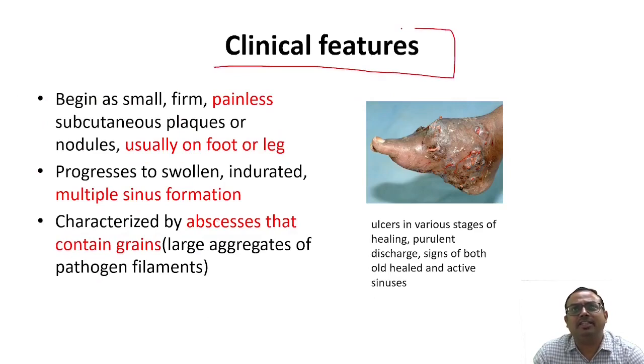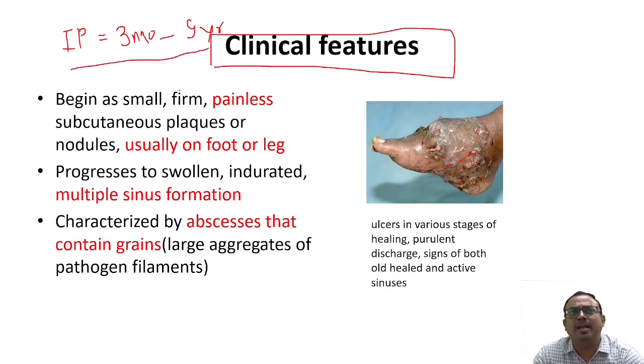What are the clinical features of this condition? The disease starts with a history of trauma. The incubation period is from 3 months to at least 9 years even. With this long history, the patient most of the time forgets about the history of trauma, but the disease begins as a firm, small, painless subcutaneous plaque or nodule on the lower extremity, usually the foot, because this is the area which is most of the time exposed, and the agricultural worker or farmer is most of the time barefooted, and there is a history of trauma, and after that this condition occurs.